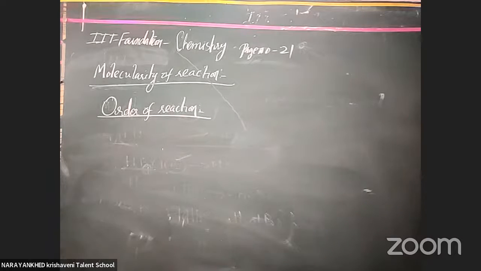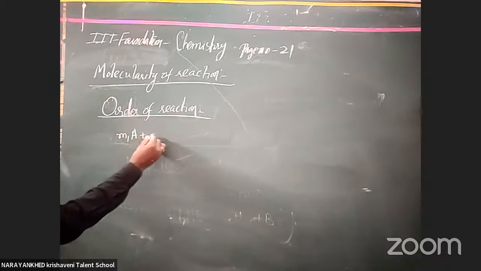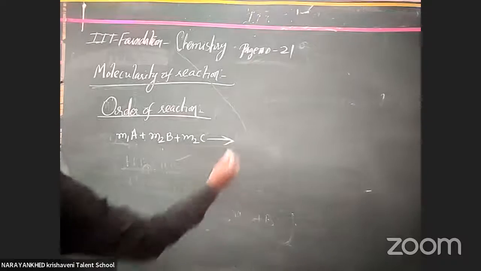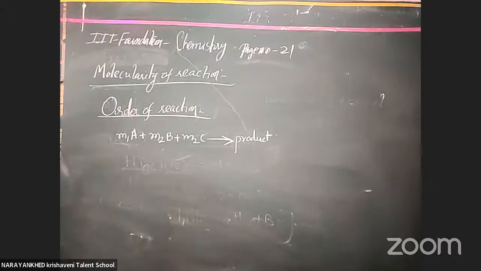Yeah, all the students, look at that. Take one reaction in the form of m1A plus m2B plus m3C giving product. Let the active moles of A, B, and C be a, b, and c respectively. Clear or not? Then the rate of reaction may become what?